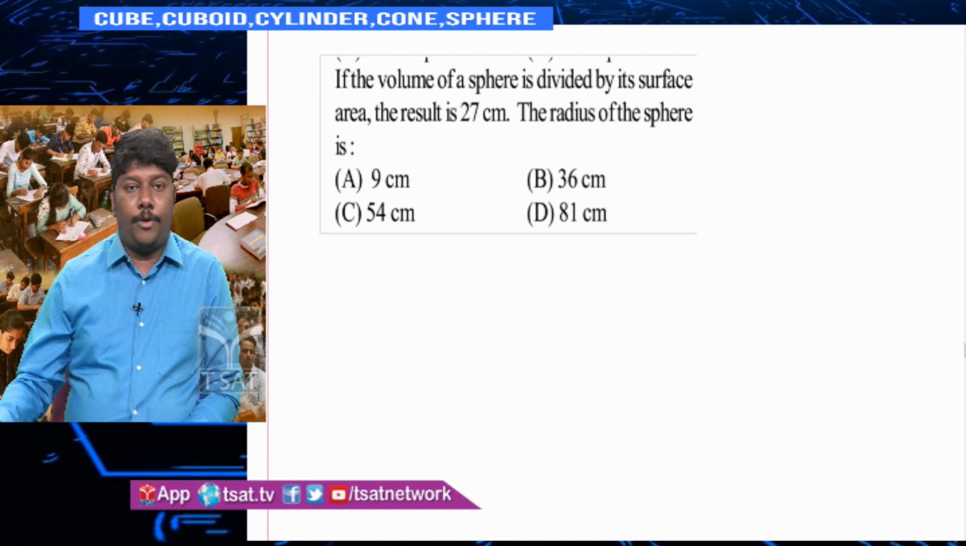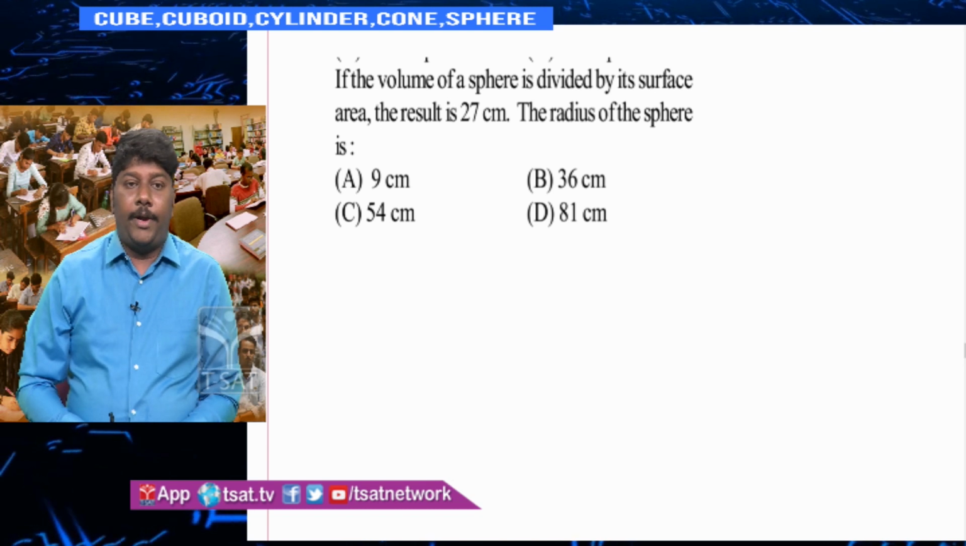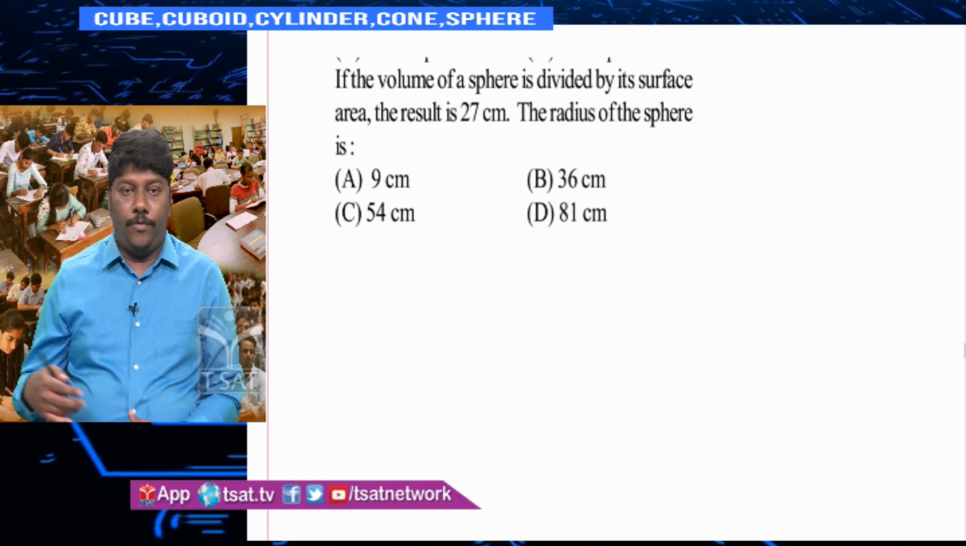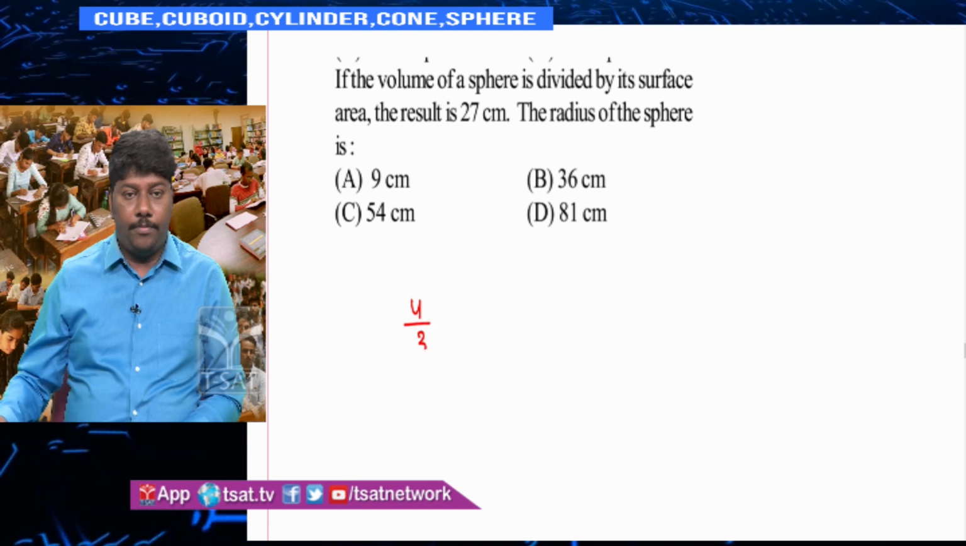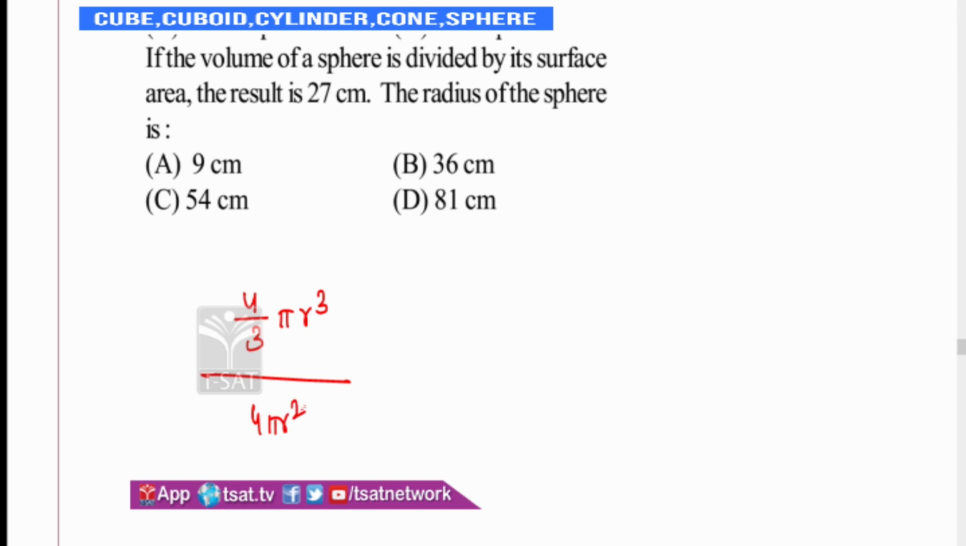Now here we look at problems based on spheres. The volume of the sphere divided by its surface area is 27 centimeters. The radius of the sphere is? Volume of the sphere is 4 by 3 pi r cube divided by its surface area 4 pi r square is equal to 27, which means pi cancels, and all you are left with is r by 3 is equal to 27. Therefore radius is equal to 81 centimeters. It's purely a question based on the sphere.